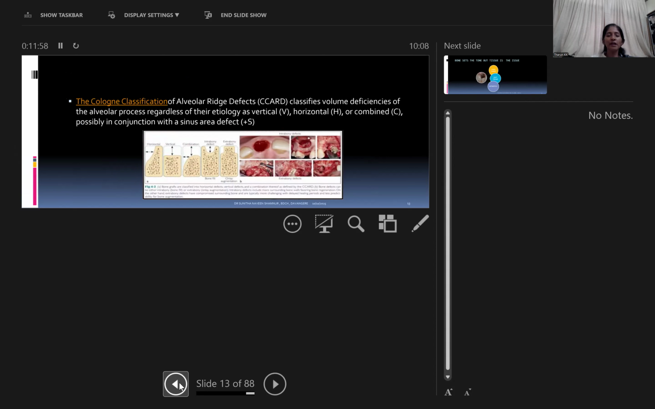And there's one more classification as given by Cologne, which we call as the CCARD, based again on horizontal, combined or vertical. This is given in conjunction with your maxillary sinus defect and whether you need to go ahead with the indirect sinus lift or a direct sinus lift procedure.